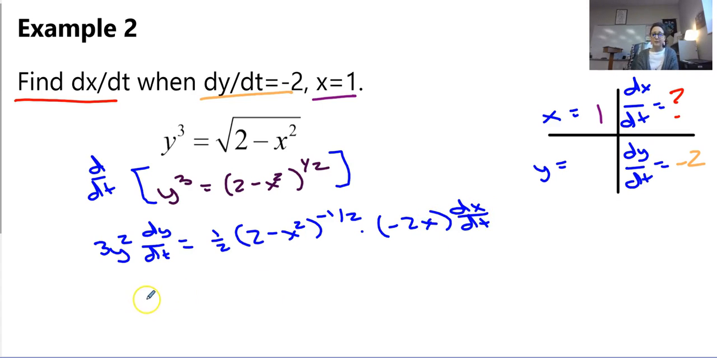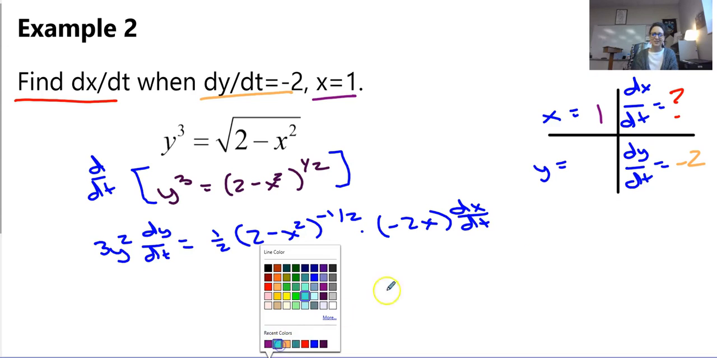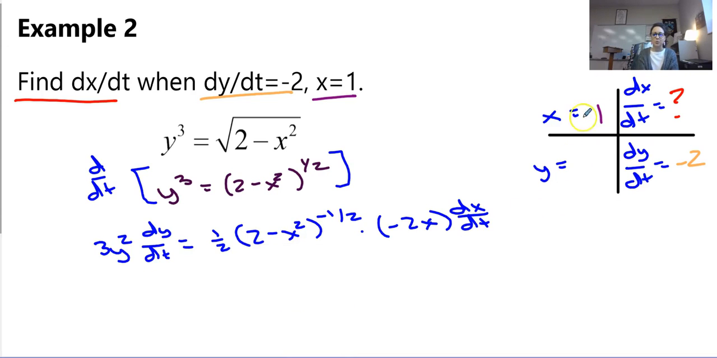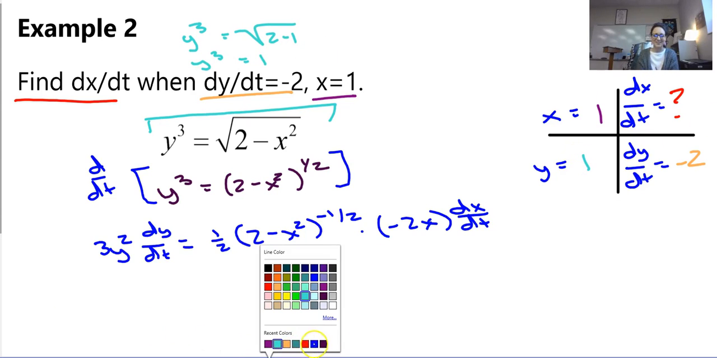All right, so now I can plug in. Do notice I do need what y is, right? So how can I do that? Well, again, I can plug in 1 for x into the original there. So when x is 1, I get y cubed equals square root of 2 minus 1. So y cubed equals square root of 1, which is 1. So y must be 1, right? Okay, now we can go ahead and plug in.